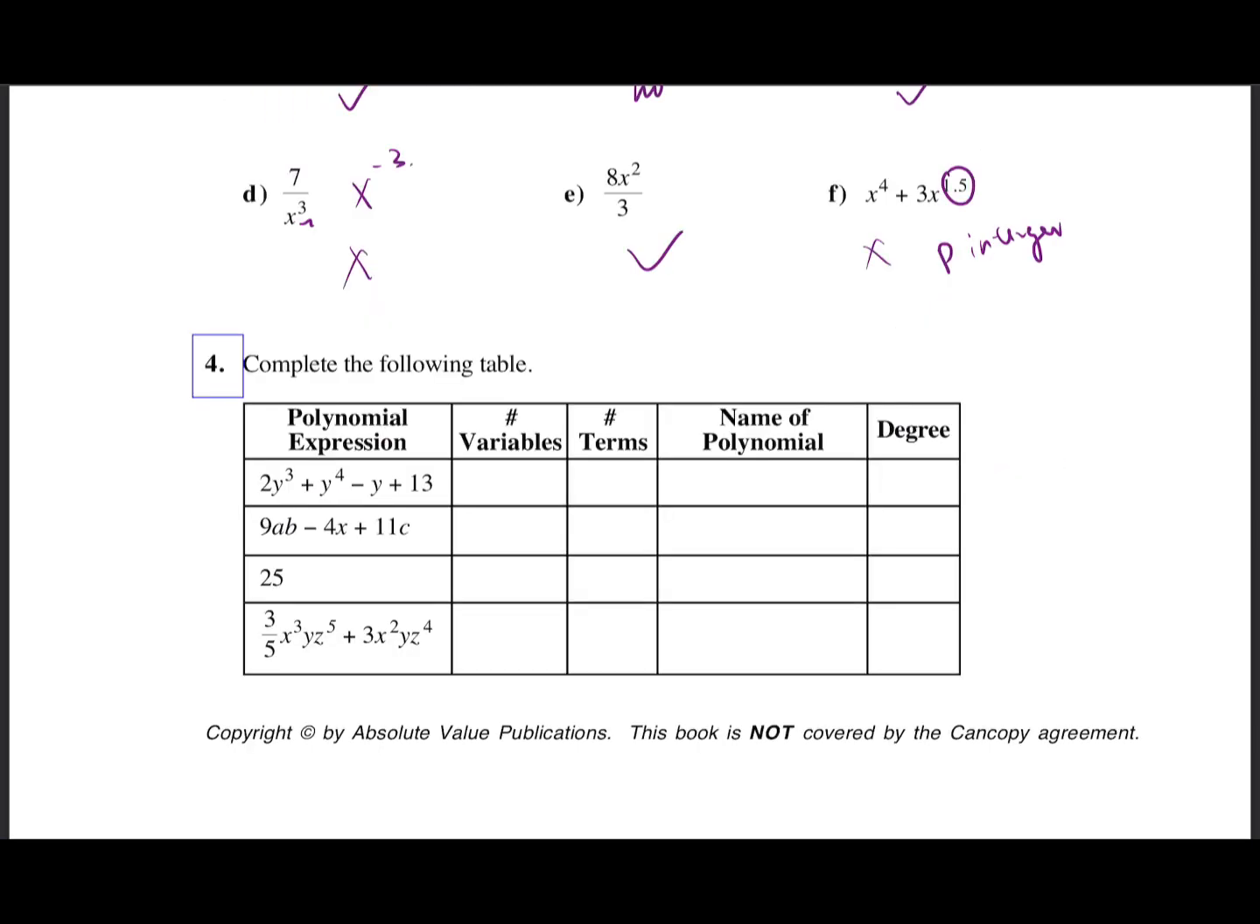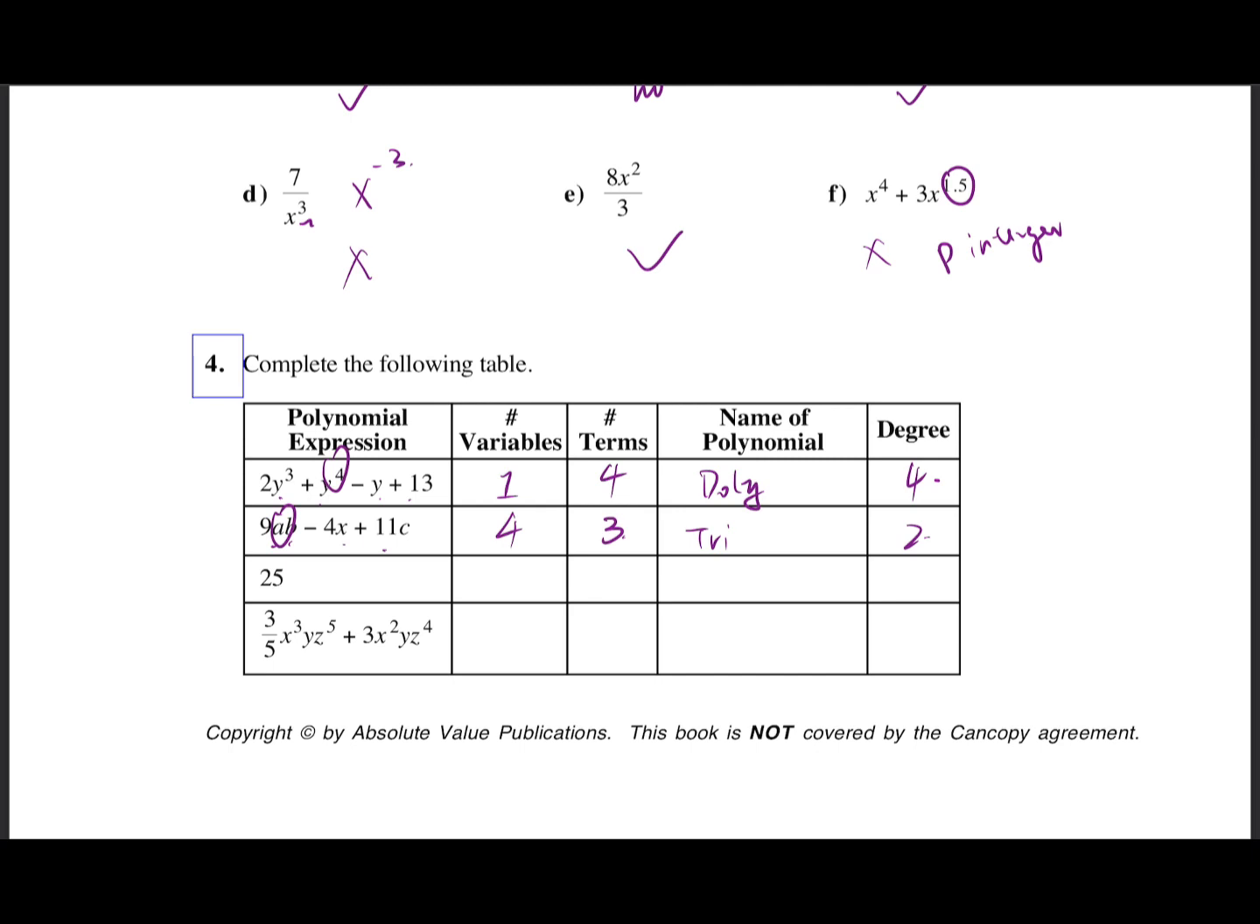So number 4. There's only one variable, and the terms are 1, 2, 3, 4, so 4 terms. The name is polynomial, and the degree is 4. And the second one has 4 variables and 3 terms. So this is trinomial, and the degree is 2. So it's this one, 1 plus 1.